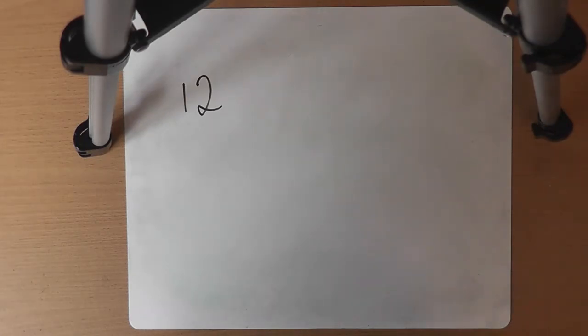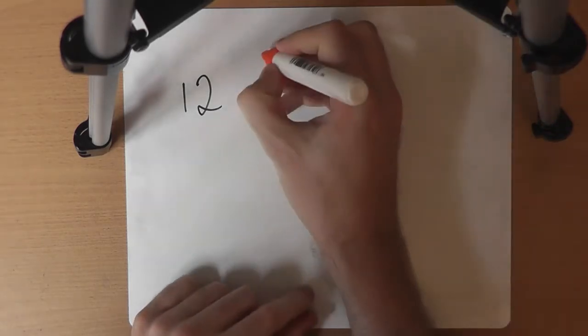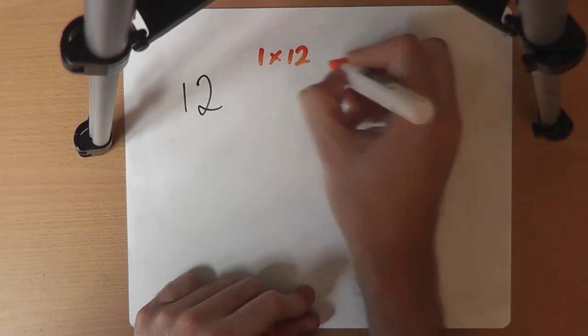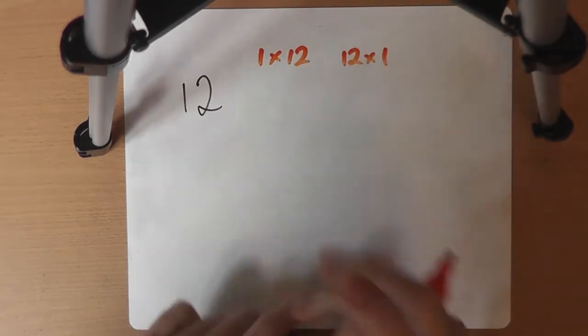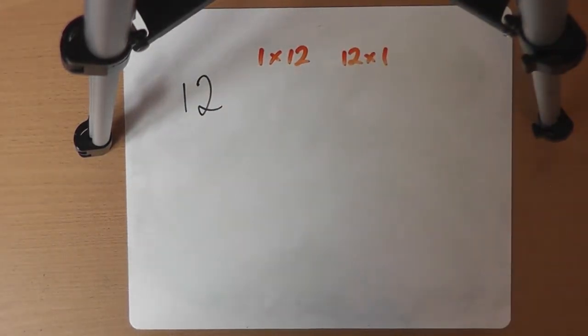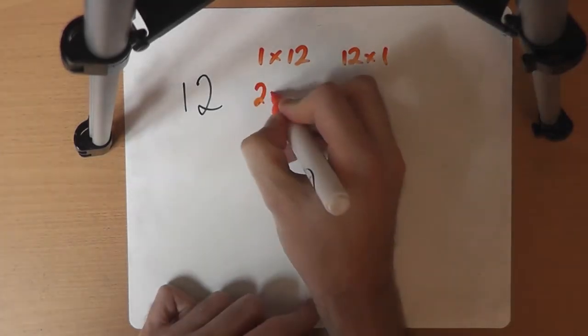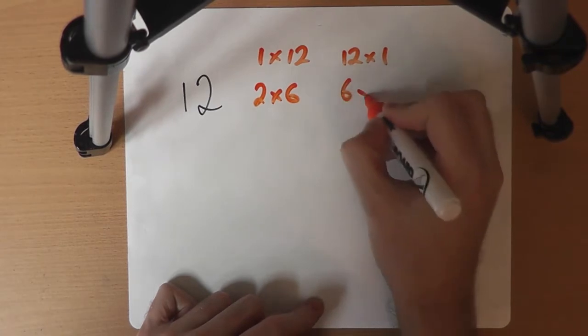Now, sticking with this times table idea for a minute, think about which times table questions we could do to get the answer 12. So pairs of numbers that we can multiply together to reach 12. Well, we could either do 1 times 12 or 12 times 1. They're both the same thing, but we could use this 1 times 12 and 12 times 1 idea. We could also do, instead, 2 times 6, or in fact, 6 times 2.